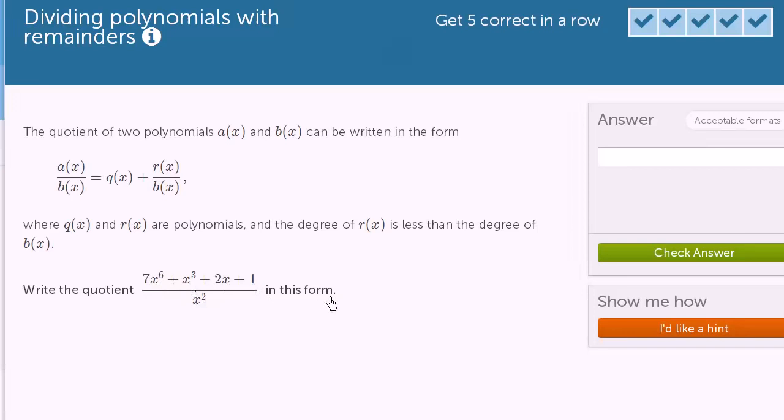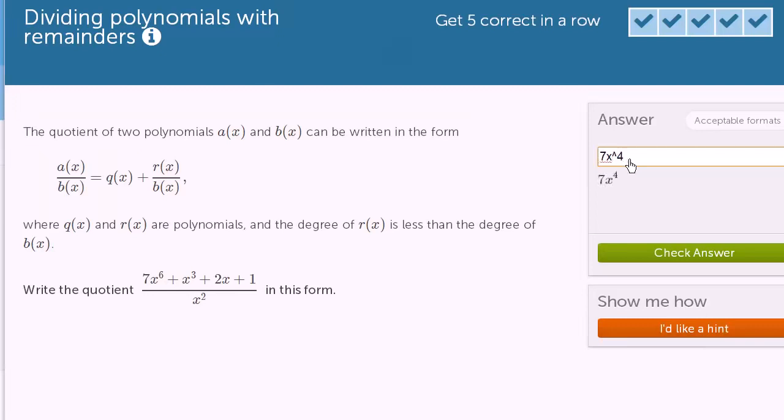Well, this one is pretty straightforward because we're dividing by x squared. So you could literally view this as 7x to the 6th divided by x squared, plus x to the 3rd divided by x squared, plus 2x divided by x squared, plus 1 divided by x squared. So we could just do this term by term. What's 7x to the 6th divided by x squared? Well, x to the 6th divided by x squared is x to the 4th. So it's going to be 7x to the 4th power.